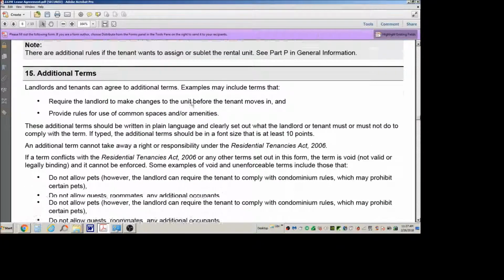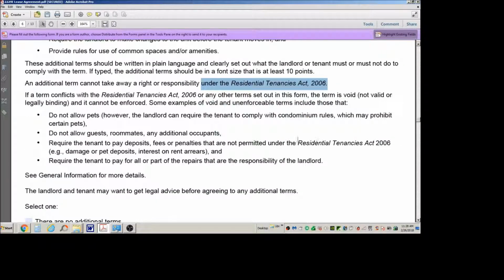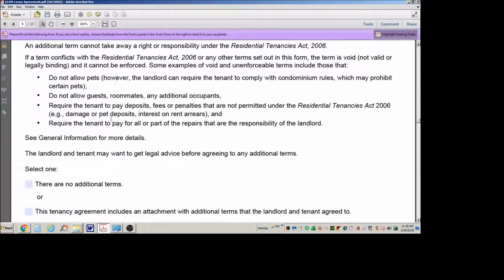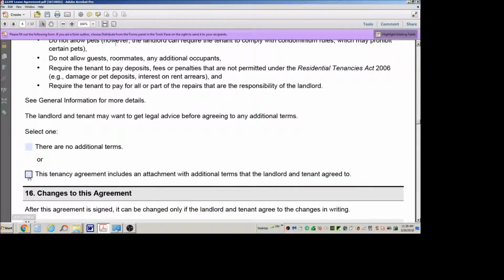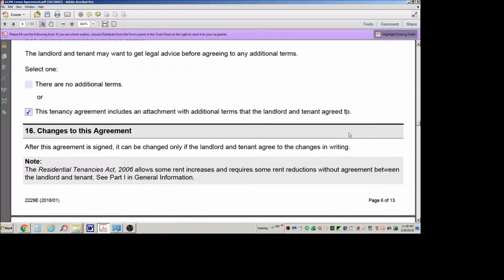Now this is important. Number 15 is basically like a leniency clause. It's called additional terms, and here basically it's flexibility, right? So landlords and tenants can agree on certain things. It has to be lawful, something that they agree on under the Residential Tenancy Act. You can read that. So you would most likely put: this tenancy agreement includes an attachment with additional terms that the landlord and tenant agreed to. It has to be basically legal clauses before you would put Schedule A with legal clauses.